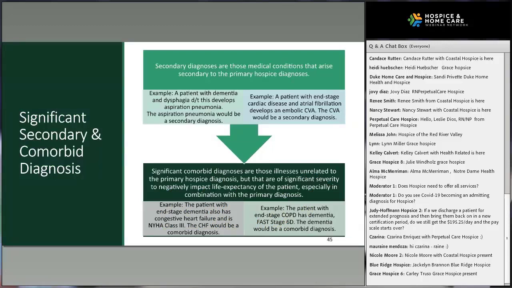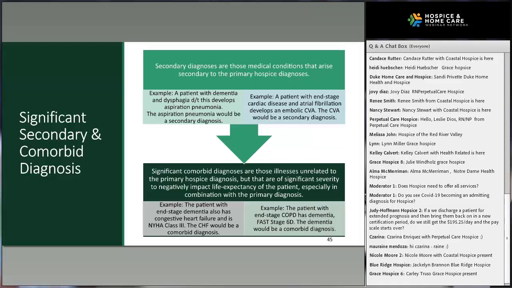So if you want to find some significant secondary and comorbid diagnoses to help support the initial why you think the patient's in there, you can look at some things like, let's use the example of a patient with dementia and dysphagia due to this, and they develop aspiration pneumonia. Aspiration pneumonia then serves as your secondary diagnosis that you can then put in there with the dementia in order to help build your case on Medicare eligibility.